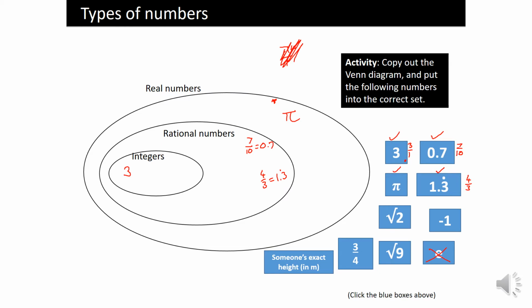Okay, we'll try and speed through these next few. So root 2, it is a real number, but we can't actually write root 2 as a fraction. So this would be in this section, because we can't write it as just an integer fraction.